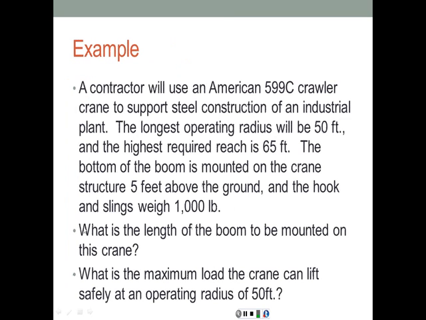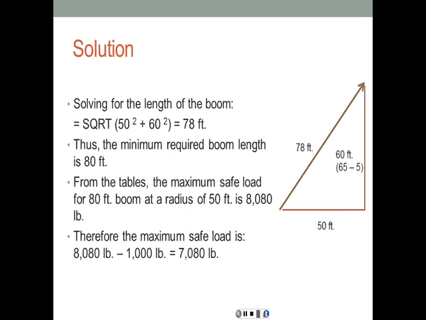But we have hook and slings equal to 1,000 pounds, which has to be deducted from the total load. Therefore, the maximum safe load is the 8,080 that the table gives, minus the hook and sling, which is 1,000 pounds, and that gives 7,080 pounds at the tip of that boom. As you can see, the problem is very simple.